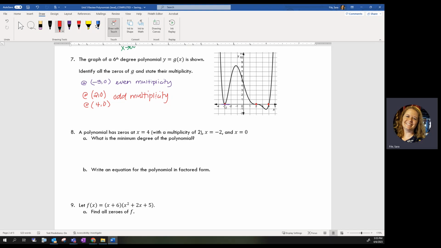So that could be a 2, it could be a 4. And then these have to be odd, so they could be like 1s or 3s. Like if this was a 2, a 1, and a 3, that would add to 6, the degree. If I tried to make this 4, then these would both have to be 1, 5, 6, because the multiplicities have to add up to that 6. All right.